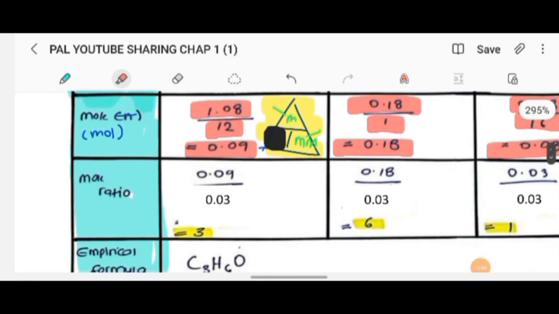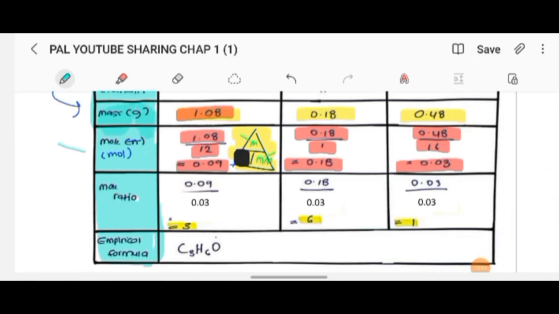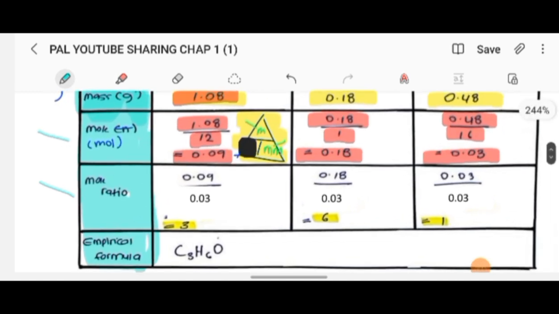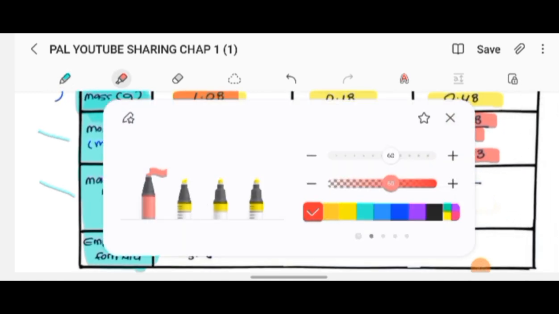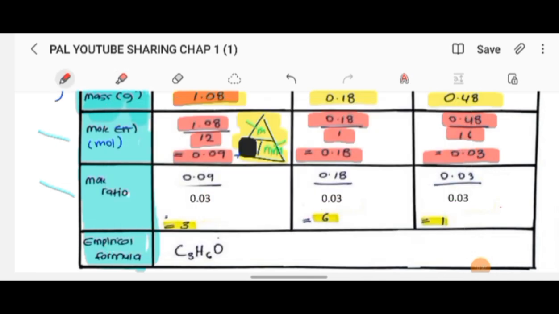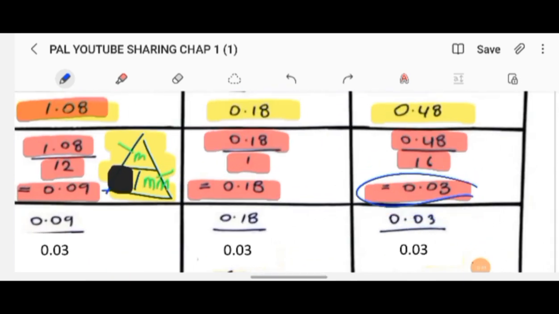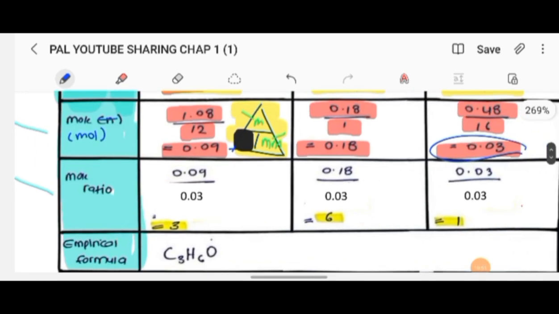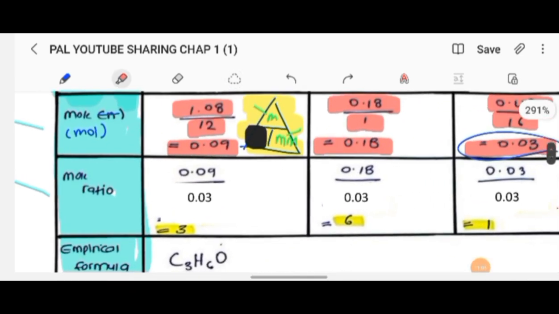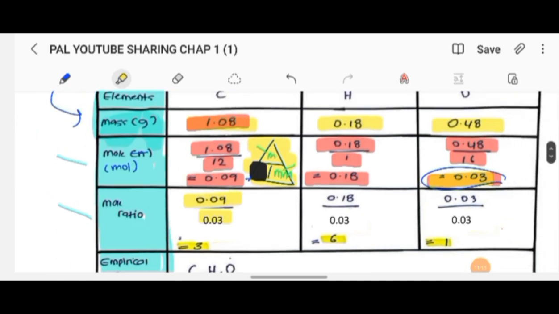Okay, so after we have defined the mole, we have to find the mole ratio. For the mole ratio, we need to use the smallest mole among these elements. So the smallest mole among these elements is 0.03, which is from oxygen. So we will divide the mole number of carbon with 0.03. Okay, so the 0.09 from carbon is divided by the smallest ratio.